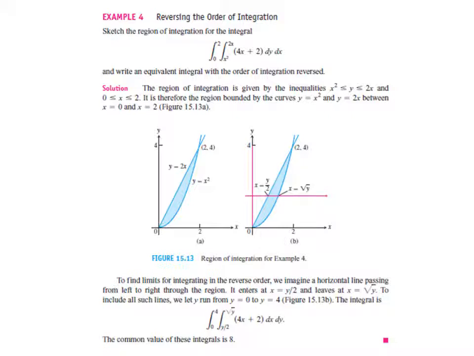So therefore after changing the order of integration, x is equal to y by 2 to root y and y is equal to 0 to 4. Therefore the order of integration becomes, first you have to integrate with respect to x, then with respect to y.